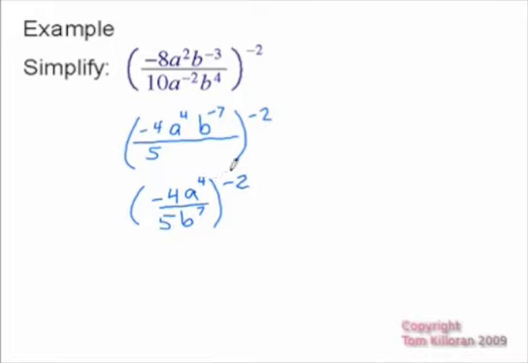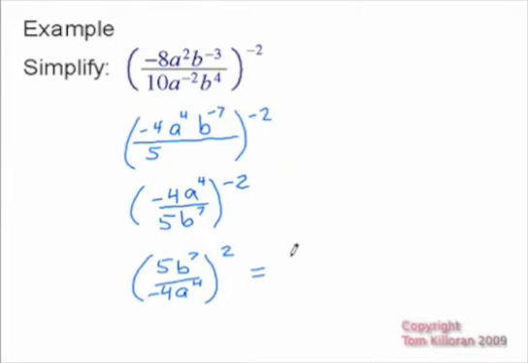Alright, now I have nothing left to do on the inside, so I'm going to have to work with this exponent on the outside. Now the first piece of this that I'm going to work with is just the negative. Anything raised to the negative 1 is its reciprocal. So we're just going to take the entire insides here and flip them around. So we're going to get 5b to the 7th in the top, and in the bottom we'll leave the negative 4a to the 4th. And then we're going to raise it, instead of a negative 2, since we flipped it, it's going to become a positive 2.